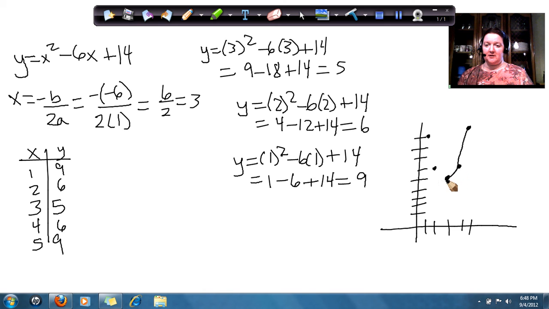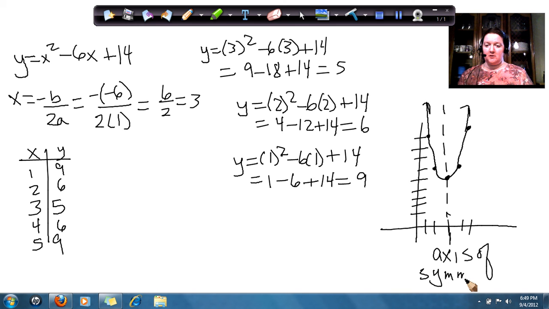So now we're going to connect the dots and head them out like that. So, and we're going to label our axis of symmetry right here. Because it asked for the vertex, which was this point, and for the axis of symmetry with our graph.